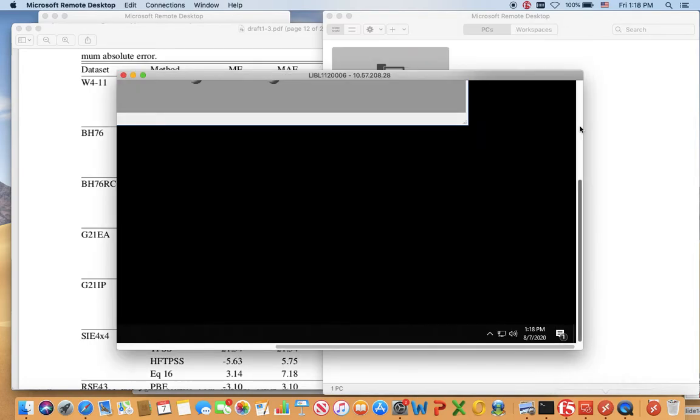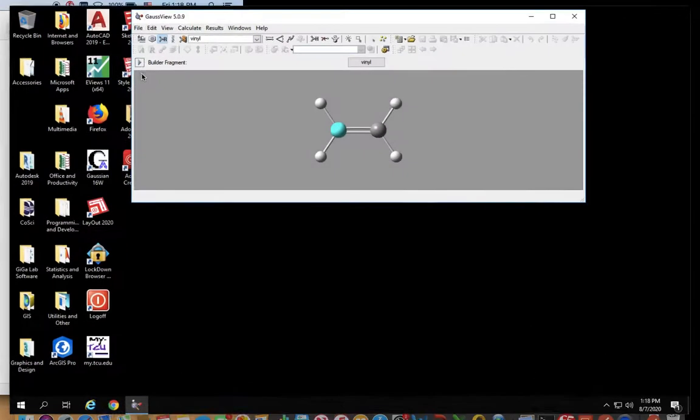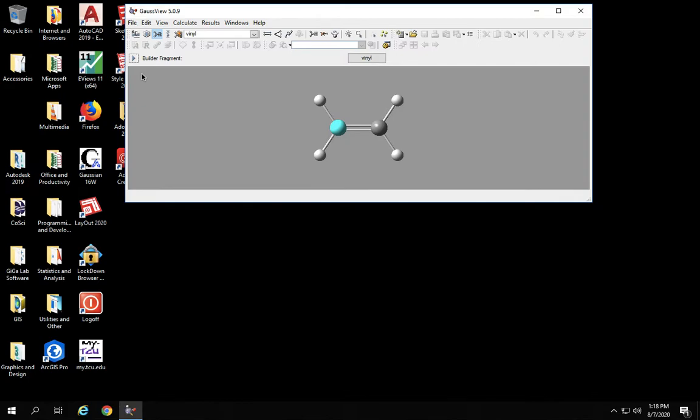Now, I've already logged on to one of the remote computers in the Giga Lab, and I'm going to bring that desktop up now. Now you see I've logged in and I've got GaussView up and running.